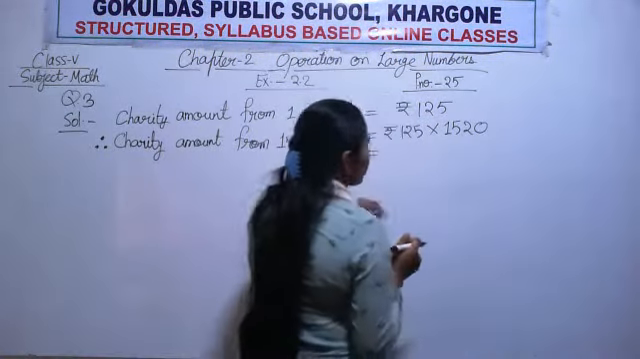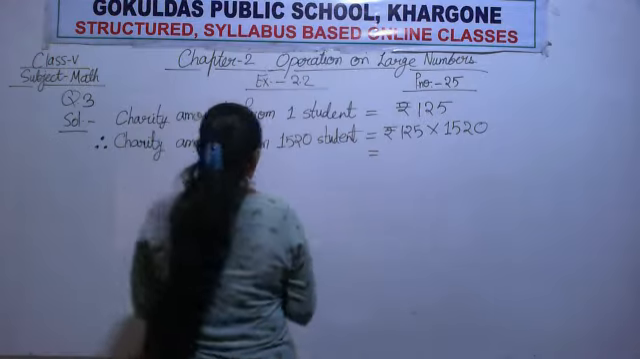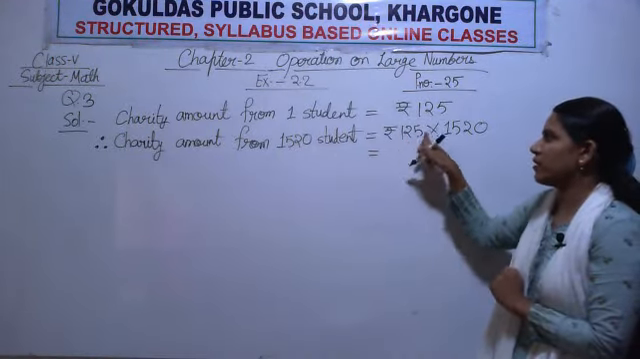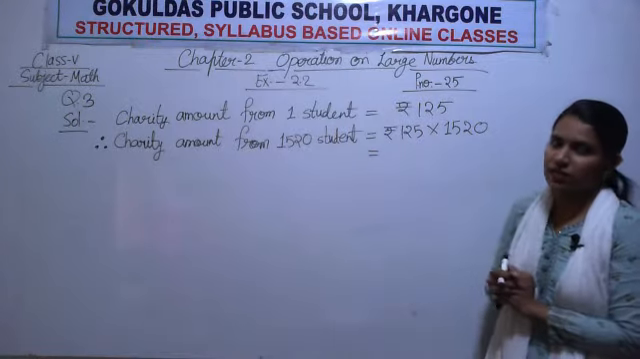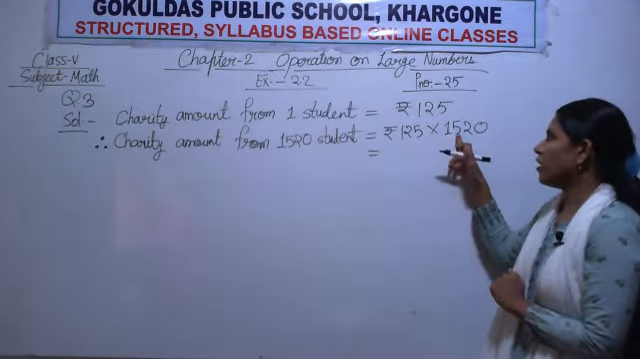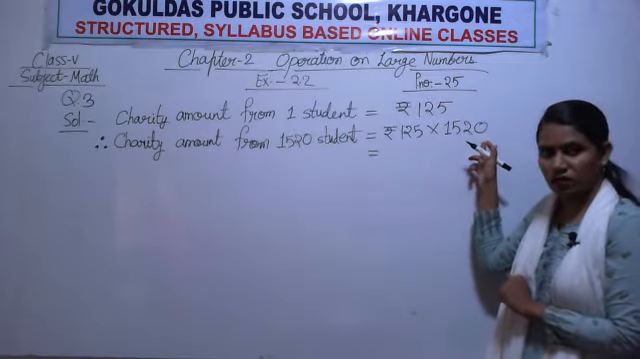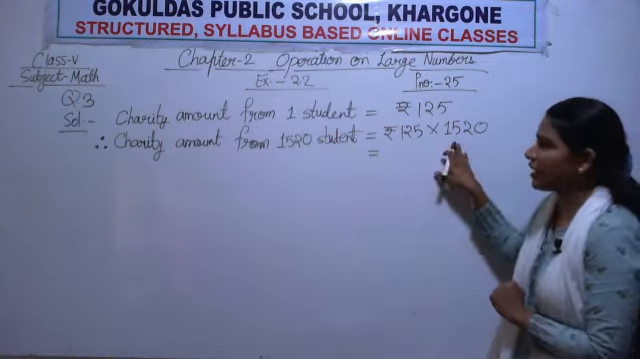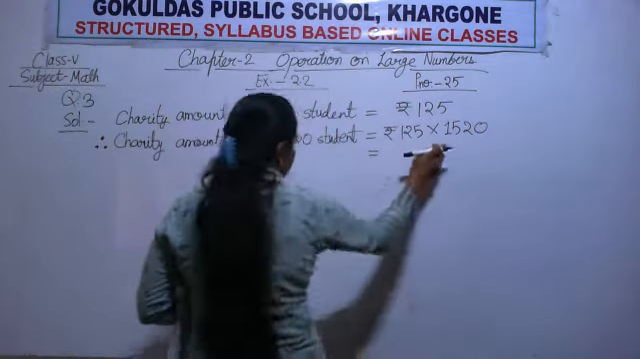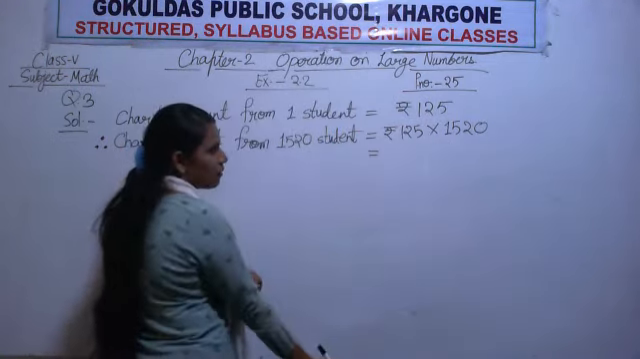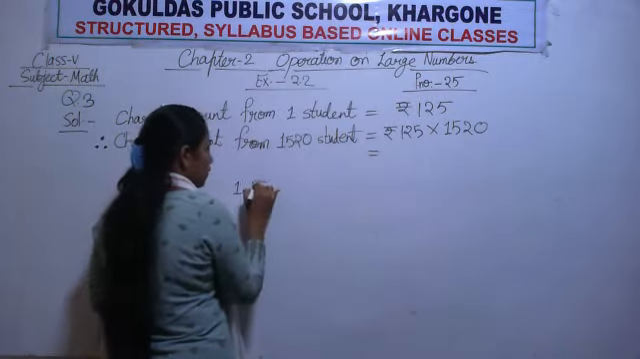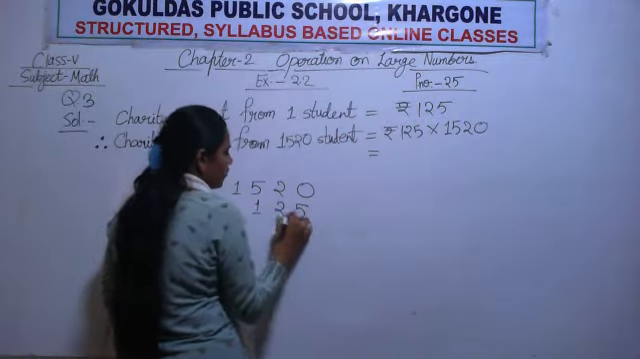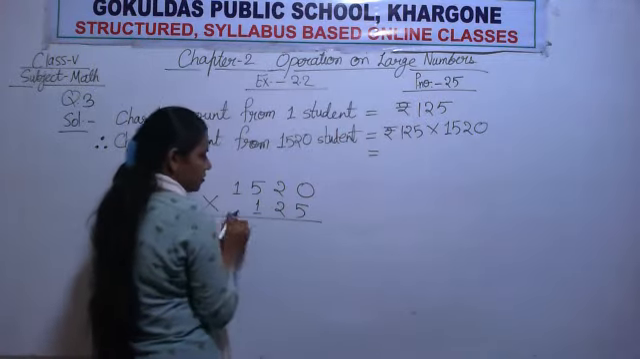So arrange both the numbers column wise. Now how you will arrange? You see that in the first number the number of digits is less, and in the second number the number of digits is more. Right, here 3 digits and here 4 digits. So we write the number having more digits first. So 1520 I am writing first. Then the next number is 125. Now multiply these two numbers.